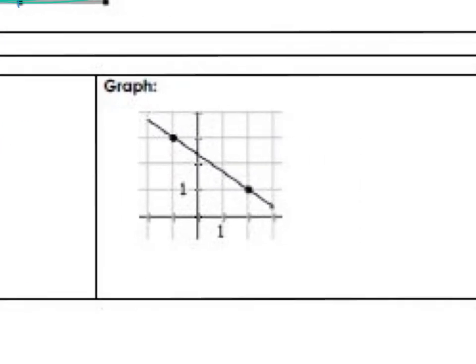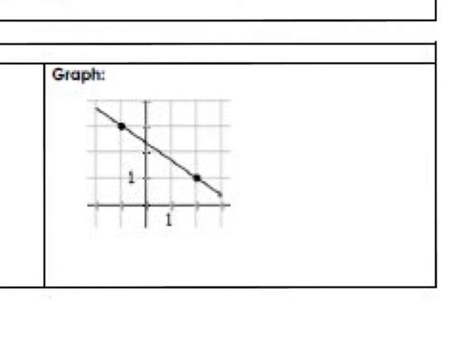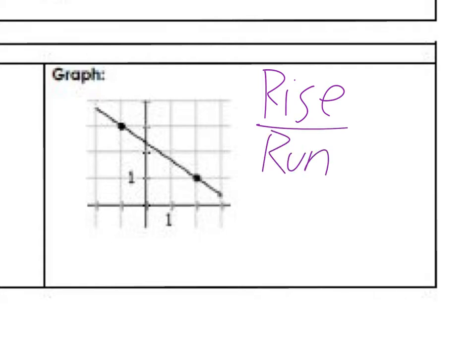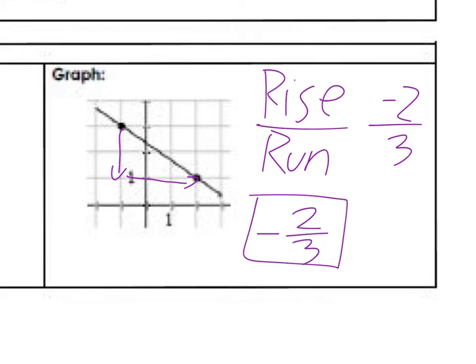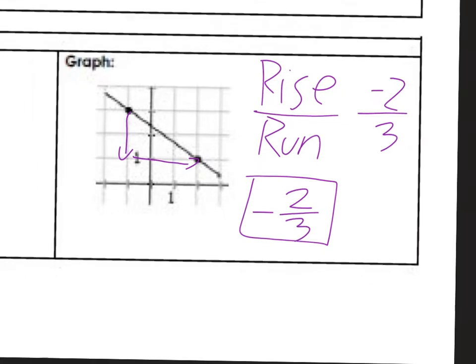But we can also look at things graphically. Rise over run. Well, it looks like this line is going down 2 units and over 3 units. So we have a negative 2/3 slope here. All right.